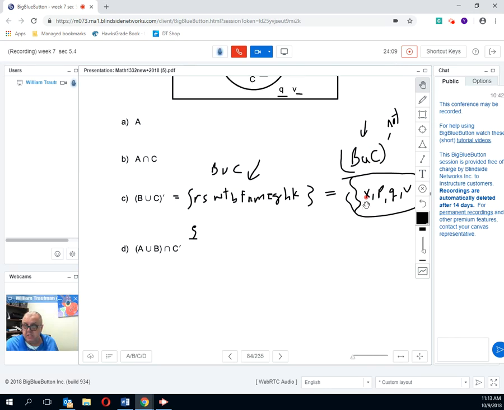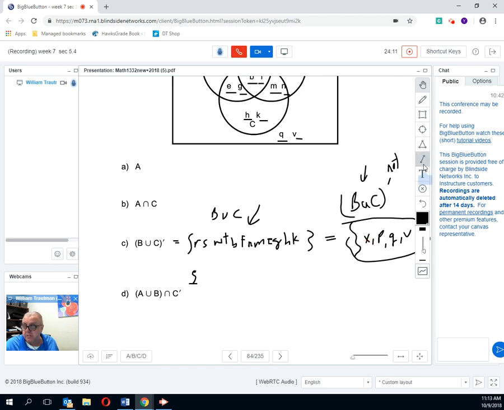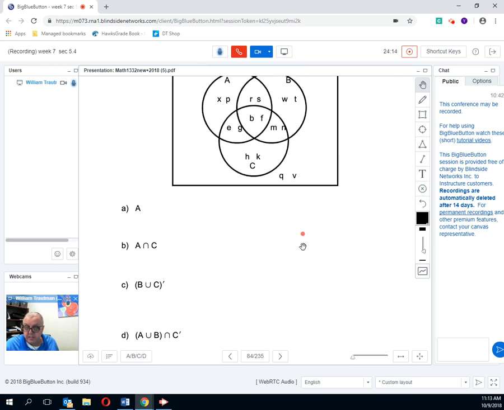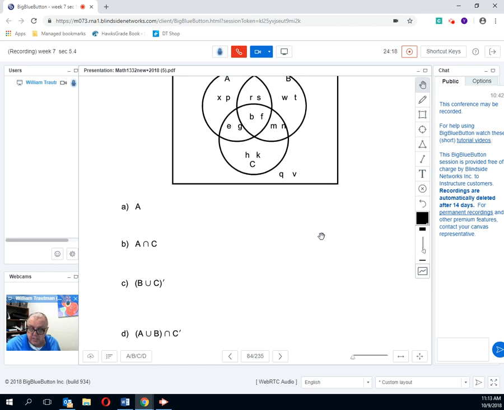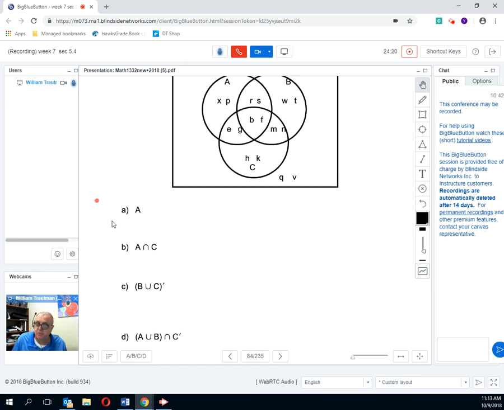Let's do this last one. I'm going to erase this all. A intersect B, with intersect, A union B with intersect not C. Oh, Lord. So we have it right here. First we're going to do A union C, everything that's in a marriage of A and C.